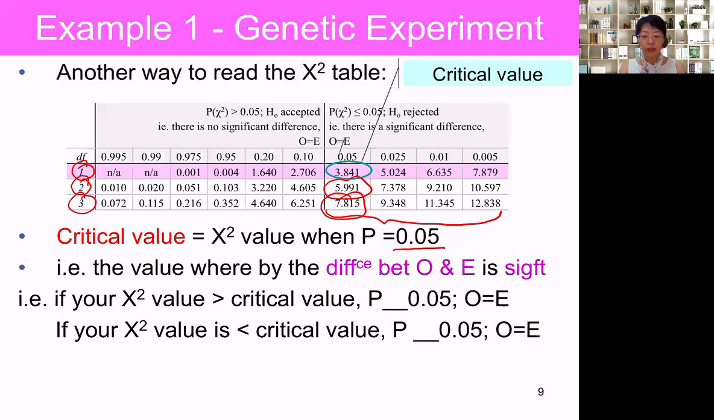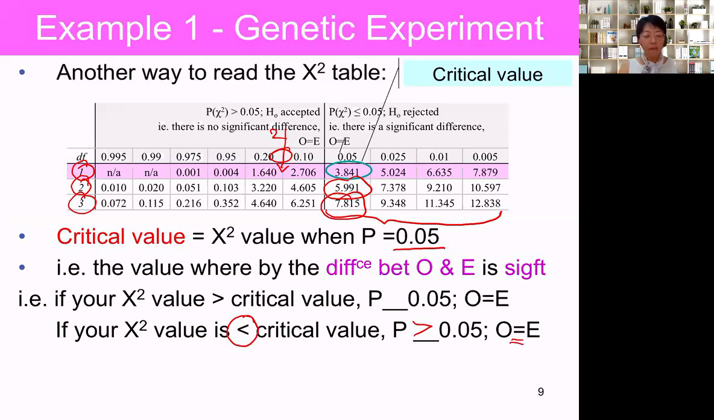Now, just now your calculated chi-square value is 2, right? So 2 is located here. Therefore, the value 2 is less than 3.841. Since it's less than, your chi-square value is less than the critical value based on your experiment. So your probability is more than 0.05 because your probability is here. When the probability is more than 0.05, O has no significant difference from E.